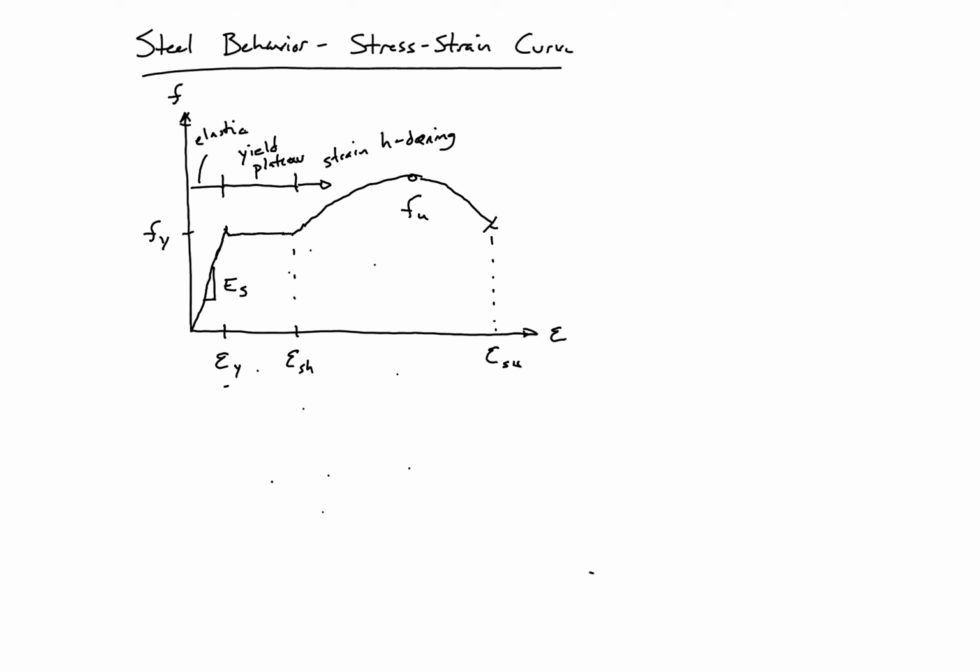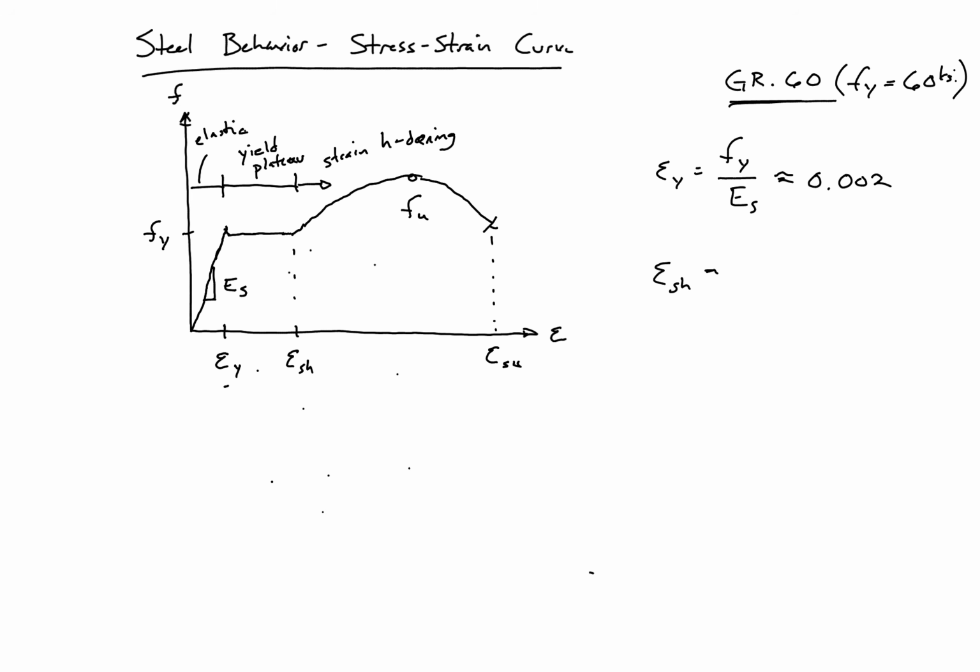These properties are dependent on the steel, but our typical ranges will be for yield, we'll have our yield strain is equal to our yield stress over the modulus, because we have a linear relationship, and this is typically about 0.002 for grade 60 steel. And for grade 60, our yield strength is 60 KSI.